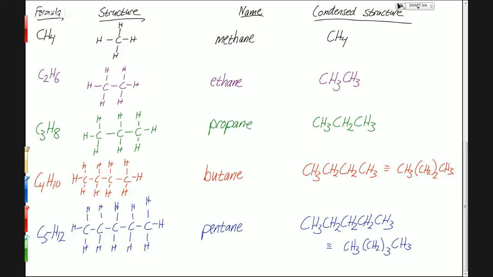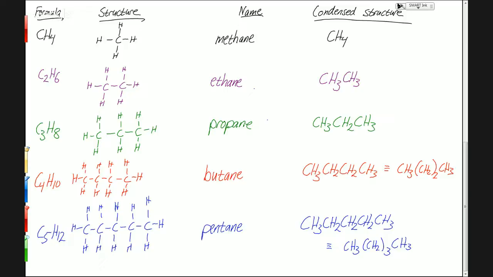So you can see that as well. All right, so that's a good start to our names, because now we know the names of these first 5 basic structures. And notice, and I was looking around when you were writing, most of you had no trouble coming up with these structures and these condensed formulas, which is great.